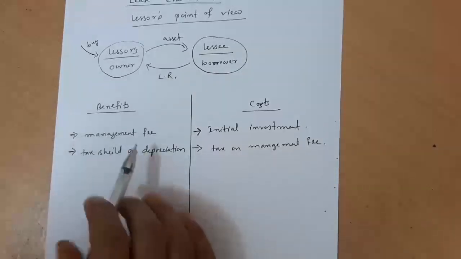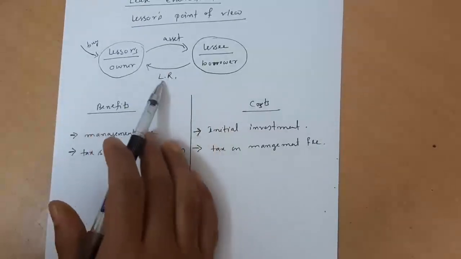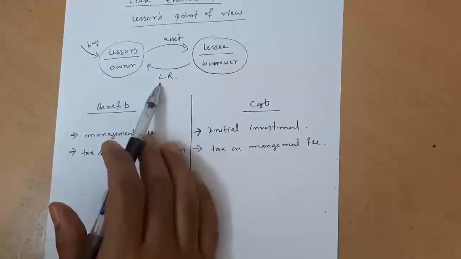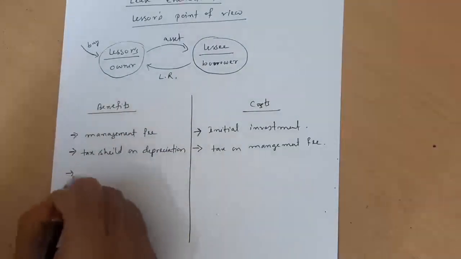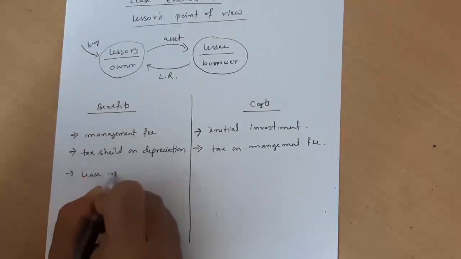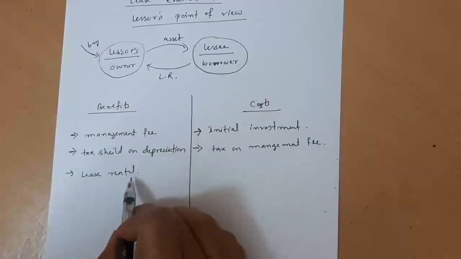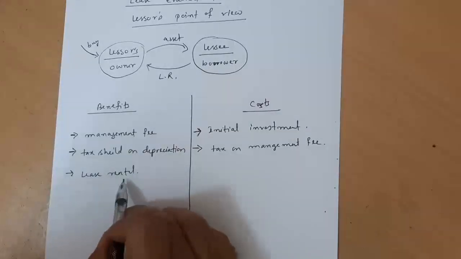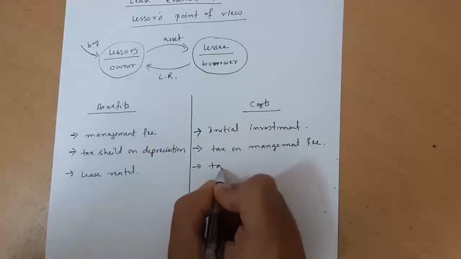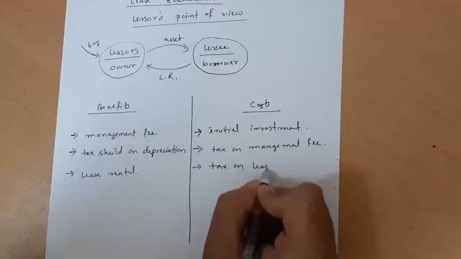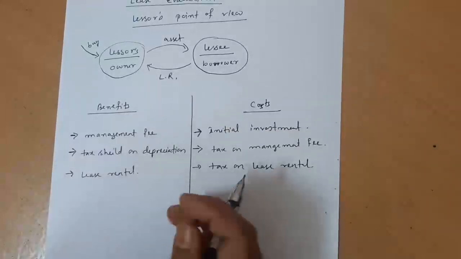Now after this, the lessor will give the asset on lease to the lessee, so he will get the lease rental. So this lease rental is again a benefit for him. This is a source of income for him. So you will have the lease rental as a benefit, which is the income. Now whenever there is an income, you have to pay the tax on that. So that is a cost, tax on lease rental.